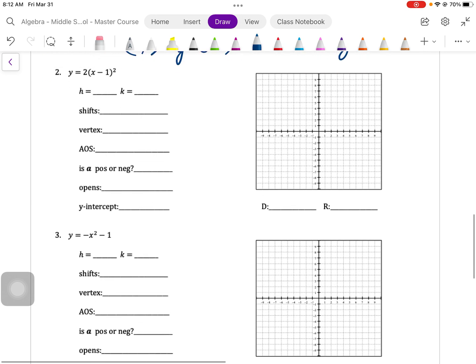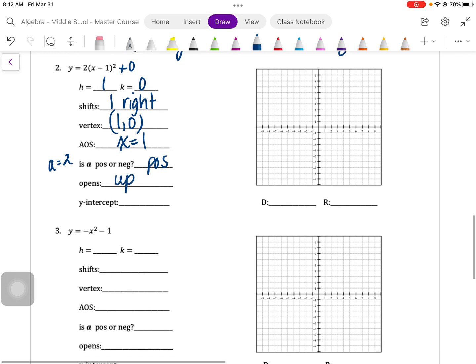Number 2, the value of h is 1. Remember, there's nothing there, so k is 0. This one is shifting 1 unit right. Okay, it's not moving up or down. The vertex is at 1, 0. The axis of symmetry is x equals 1. The value of a in this graph is 2. So it's positive, and it's going to open up.